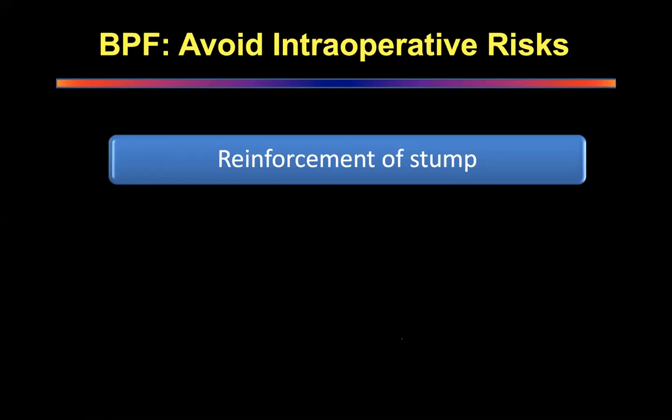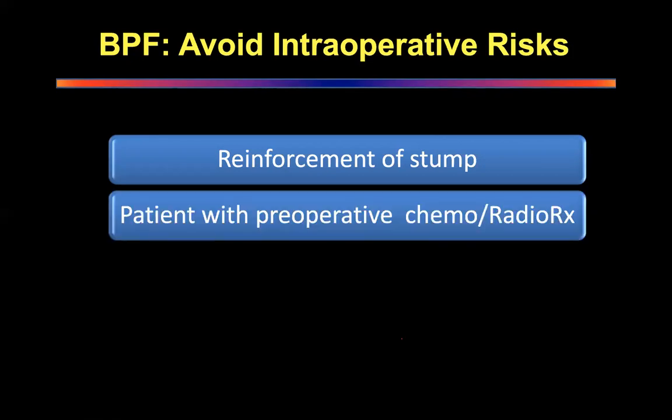I personally reinforce my stump. I will use intercostal muscle all the time when I'm doing an infected case or post-operative chemoradiotherapy cases. I use intercostal because I do it by VATS or robotics, and for me, it's easier to take the intercostal muscle down. I cannot take the serratus anterior. But if you do open surgery, then you can use whatever you're happy with.